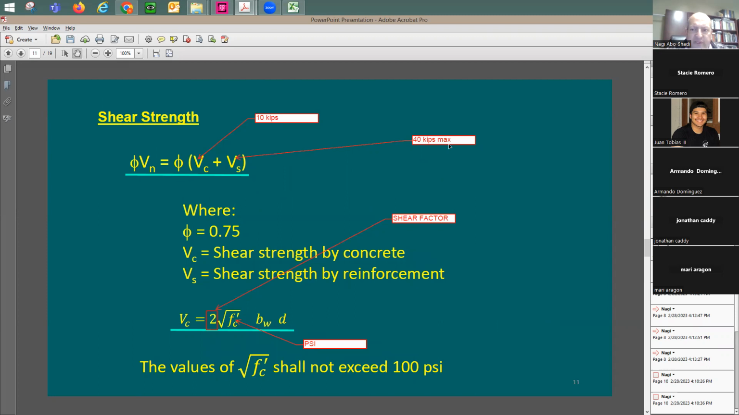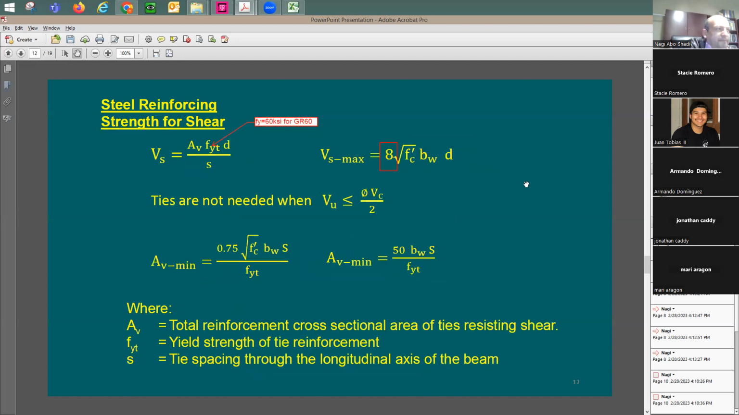Even if you put more reinforcing, it's not going to help out because you're limited to 4 times the strength of the concrete. Any questions? No questions? We're good?